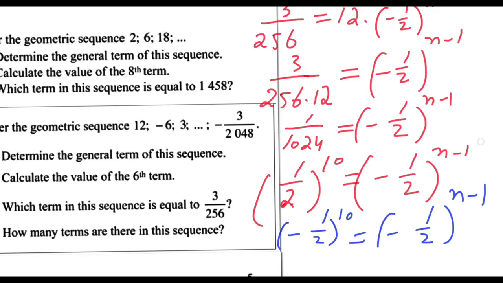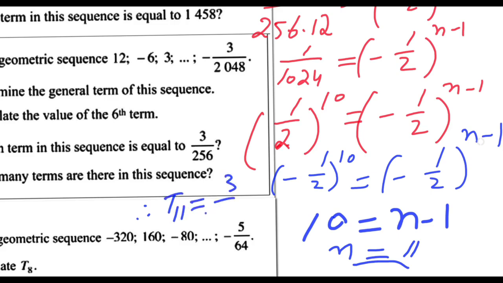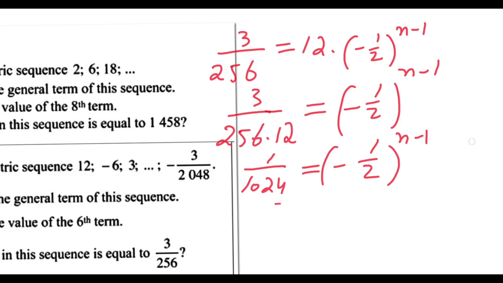Now the bases are the same, so I can equate the exponents. Therefore n minus 1 is equal to 10, and n is going to be equal to, the negative 1 I move over to this side, becomes positive 11. So n is going to be 11. So the 11th term in the sequence is equal to 3 over 256. So therefore T11 will be equal to 3 over 256. So from here I can apply the log also.